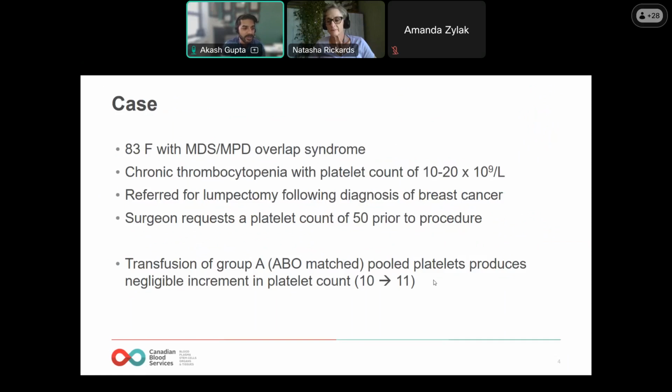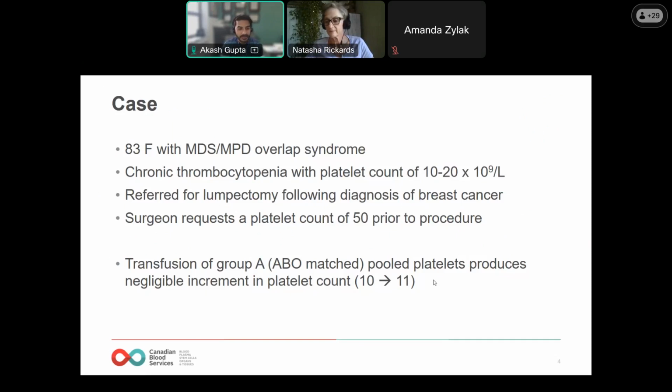So we're going to talk a little bit with a case example. This is an 83-year-old female with MDS/MPD overlap syndrome who has chronic thrombocytopenia, and her platelet count usually hovers between 10 and 20. She gets transfused every so often, and is generally followed as an outpatient. She unfortunately has a new diagnosis of breast cancer and so requires a lumpectomy. When reviewed by the surgeon, he requests that her platelet count be up to 50 prior to the procedure.